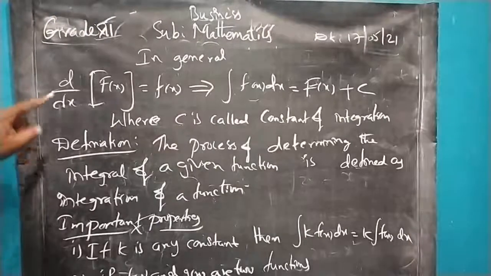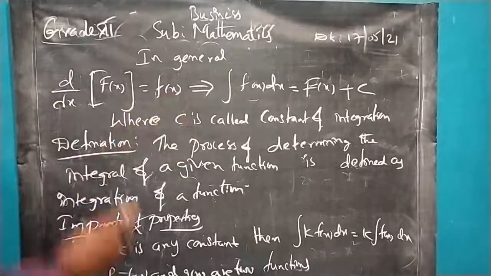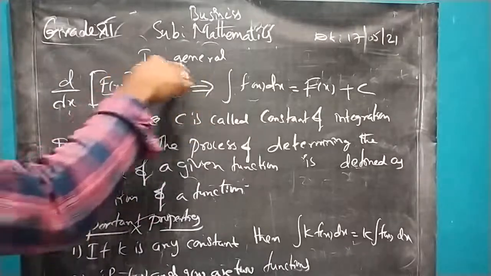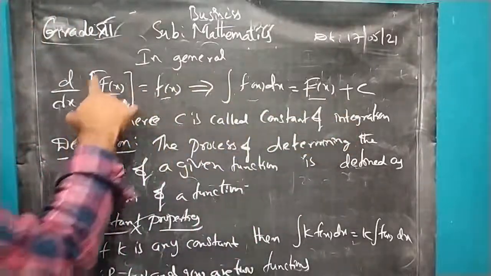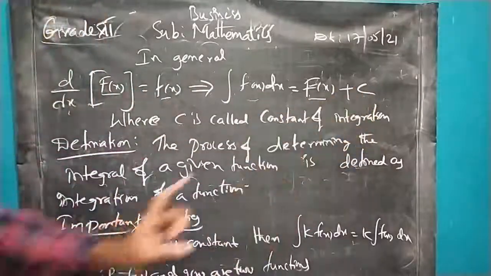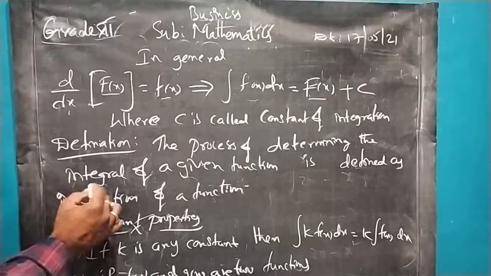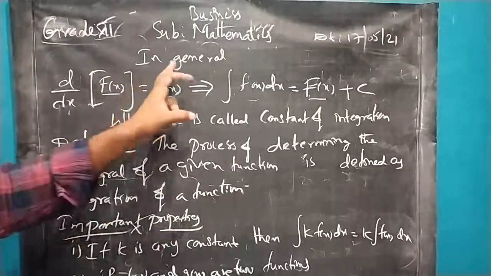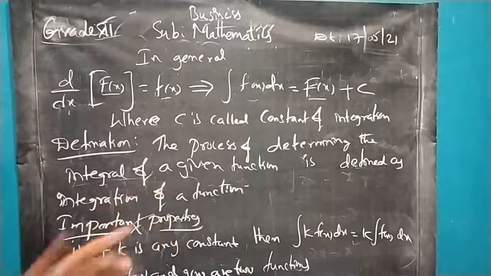In general, we can write the definition of d by dx of f of x is equal to f of x. Actually, when we take a derivative of some function, we get some other function. So if I do integration on that function, I have to write the original primitive function plus c. Already I have discussed why we write c, an arbitrary constant. So we call it the constant of integration. The process of determining the integral of a given function is called integration of a function. So what is the name of this integral calculus now? Whatever process we are defining, we call it integration of a function.